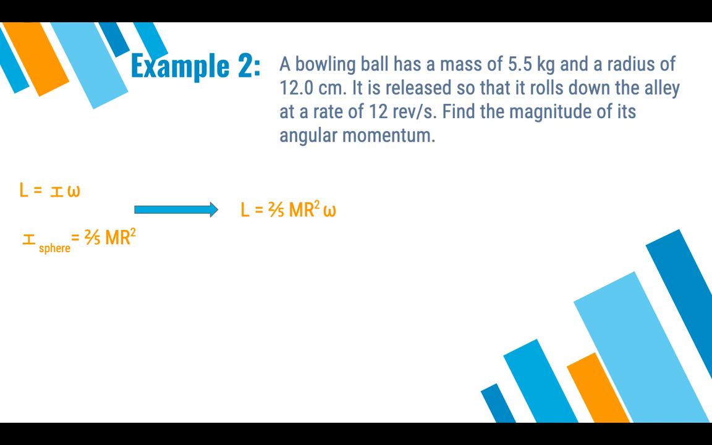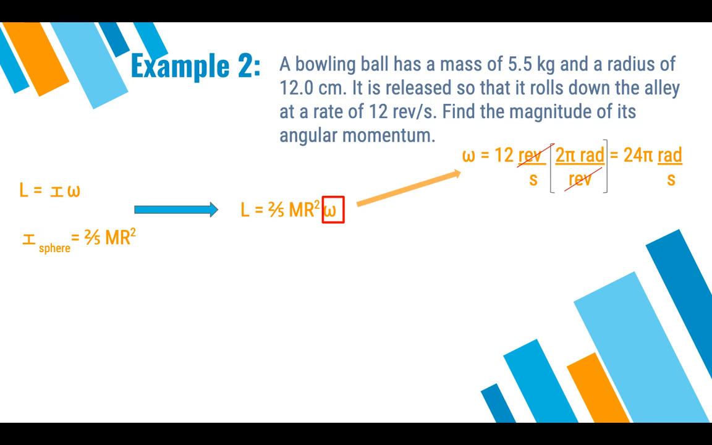In our last problem, we just plugged in. But we should see an issue here. The omega that's given to us, the rate of rotation, is in revolutions per second. Omega needs to be measured in radians per second. So before we can plug in and solve, we must convert. We take 12 revolutions per second, and we need revolutions to cancel, so we multiply by the ratio 2 pi radians over 1 revolution. The revolutions cancel, and we're left with 24 pi radians per second.